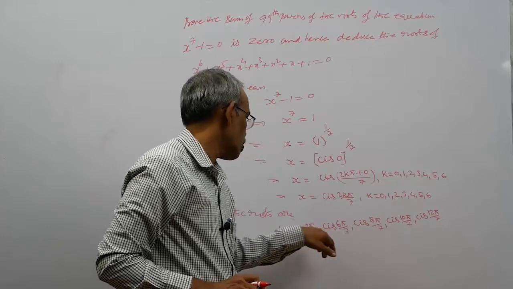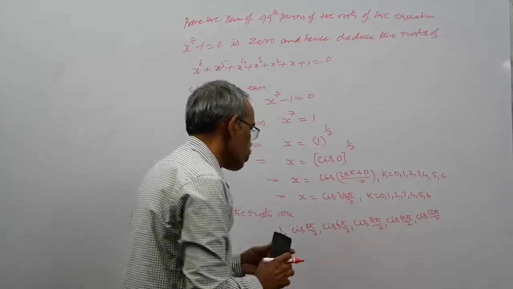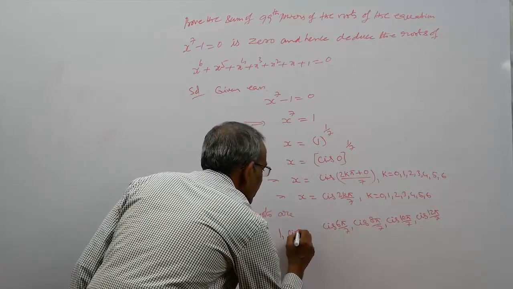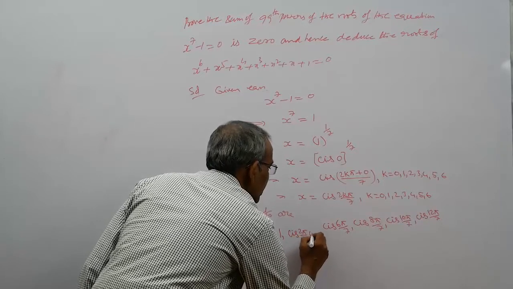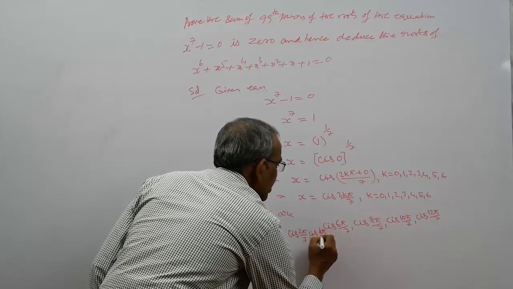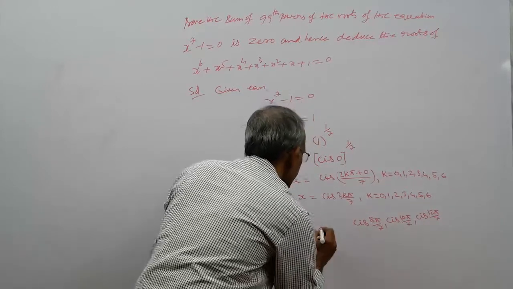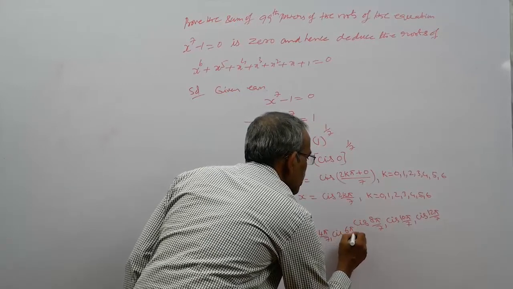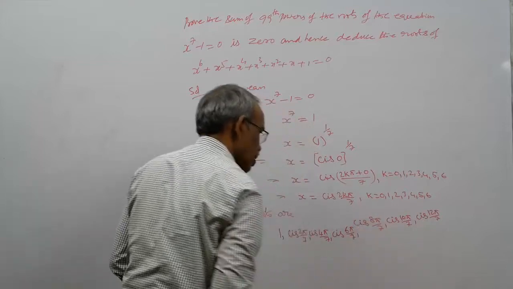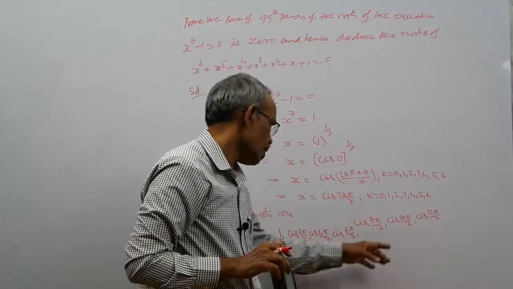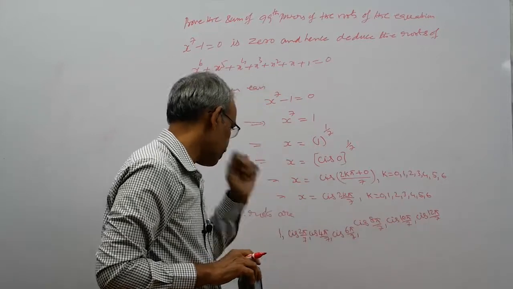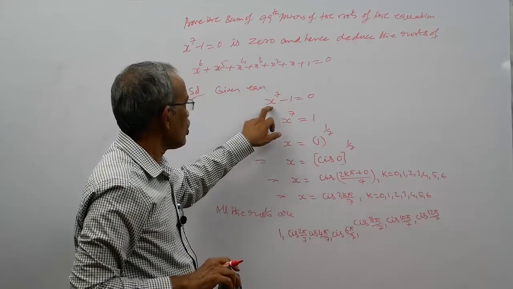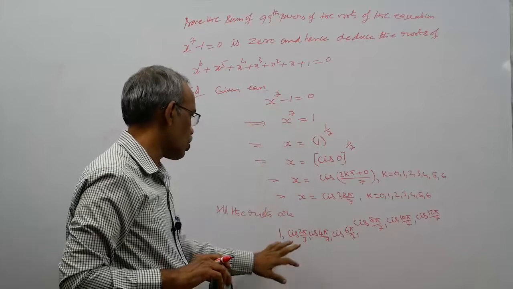The roots are 1, cis 2 pi by 7, cis 4 pi by 7, cis 6 pi by 7, cis 8 pi by 7, cis 10 pi by 7, cis 12 pi by 7. 1, 2, 3, 4, 5, 6, 7 roots. Here we have a 7th degree equation, so we have 7 roots.